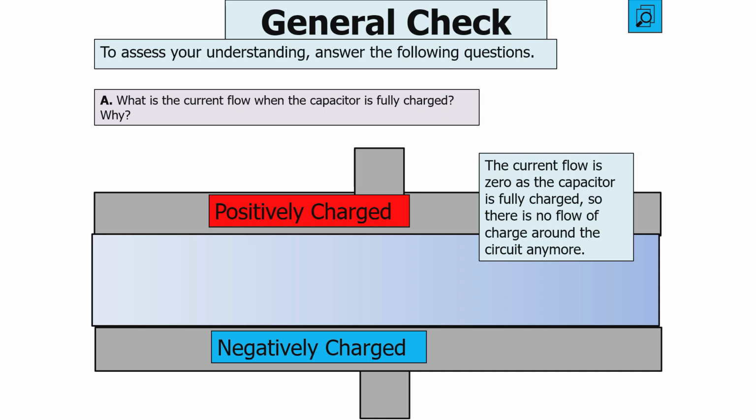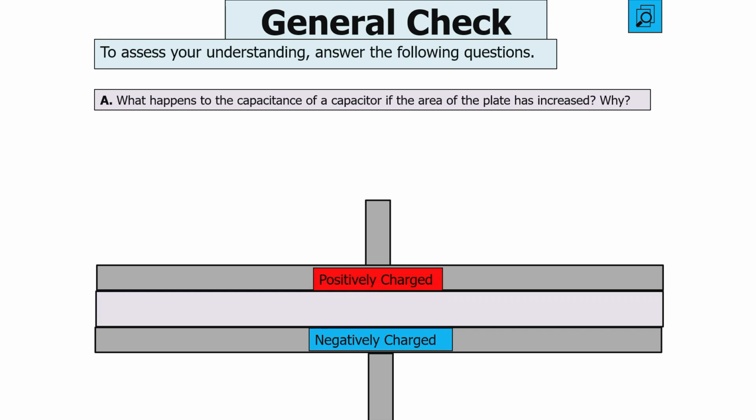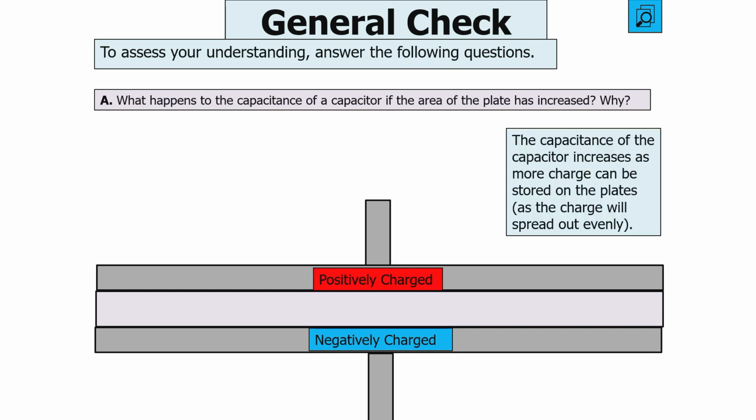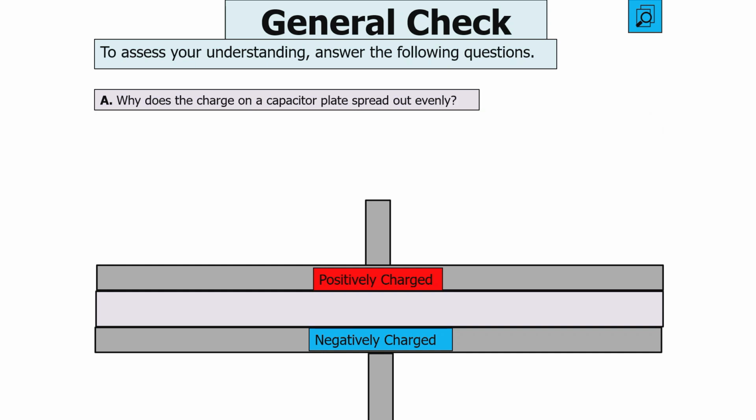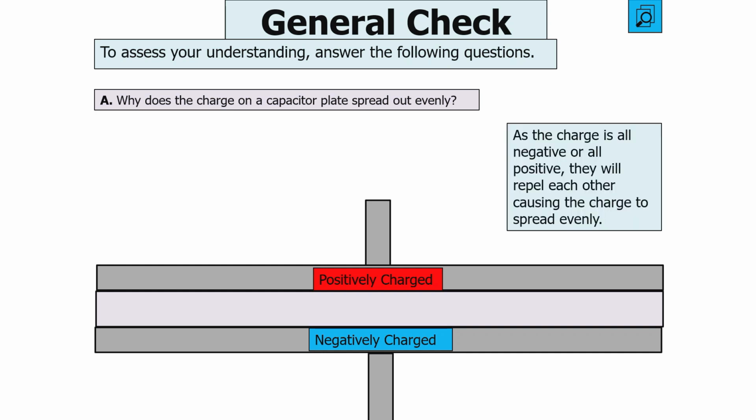What happens to the capacitance of a capacitor if the area of the capacitor plate has increased, and why? The capacitance of the capacitor increases as more charge can be stored on the plates, as the charge will spread out evenly. Why does the charge on a capacitor plate spread out evenly? As the charge is all negative or positive, they will repel each other, causing the charge to spread evenly.